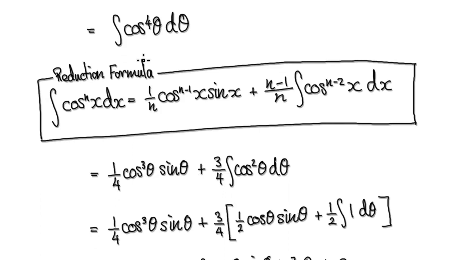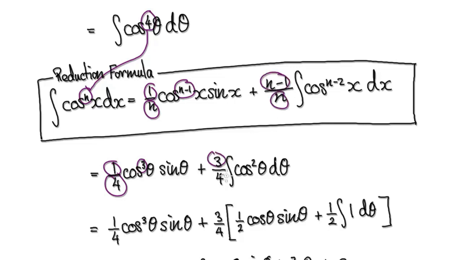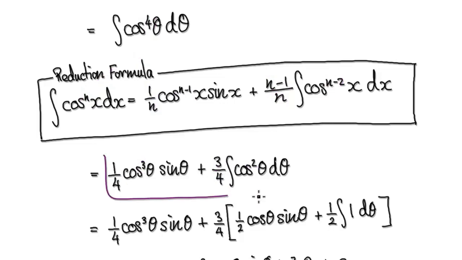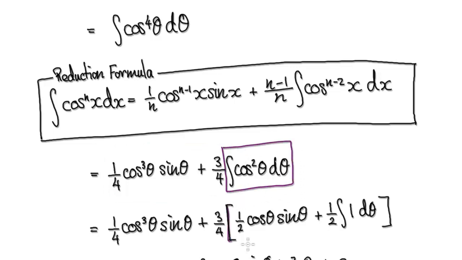Using the reduction formula on this, remember n is 4. So 1 over 4, then 4 take away 1, that would be 3, and 4 take away 1, that would be 3, over 4, 4, and then 4 take away 2, that would be 2. That will take you to here. But then apply the reduction formula again, but on this bit here. Applying the reduction formula again will give you this thing here.